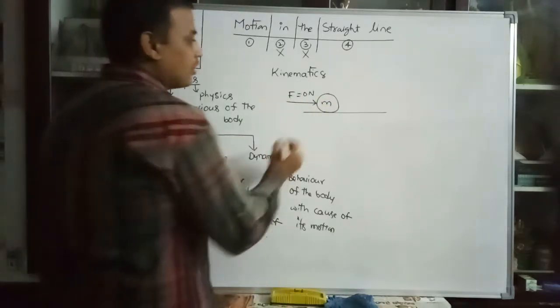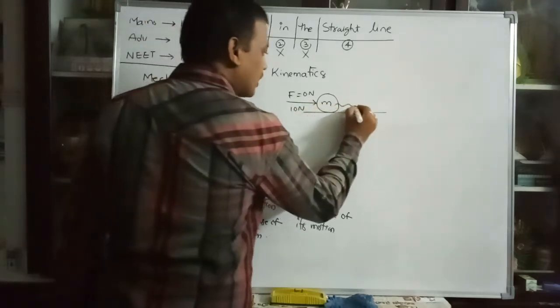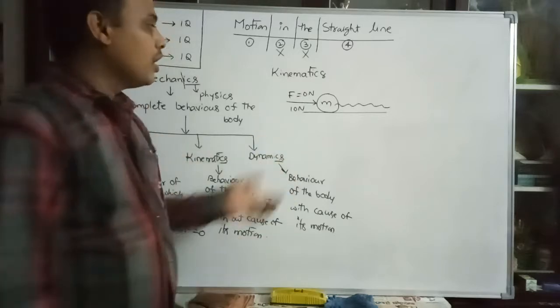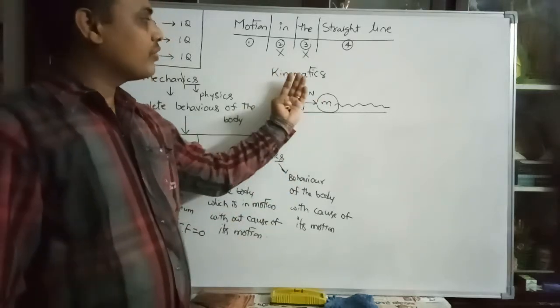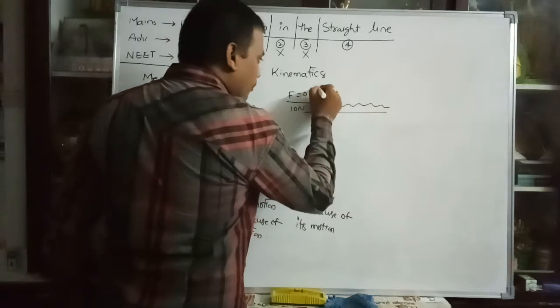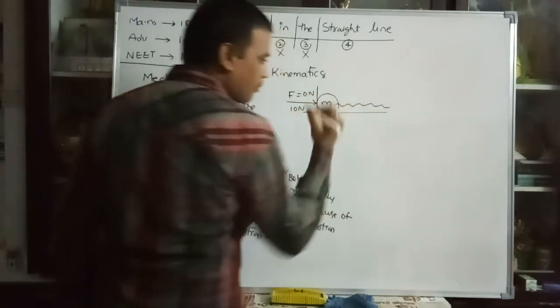You can apply 10 Newton of force, and the body is in motion like this. Without considering the cause of its motion, you are applying the 10 Newton force. There is no requirement of the 10 Newton. You can apply the 10 Newton to the body which is in motion. Particularly from this point of view, you can explain the behavior of the body.